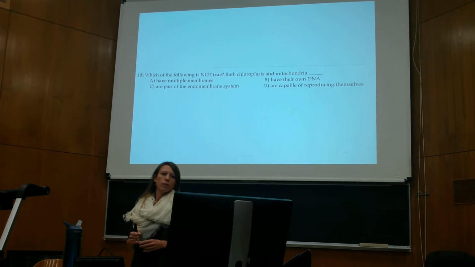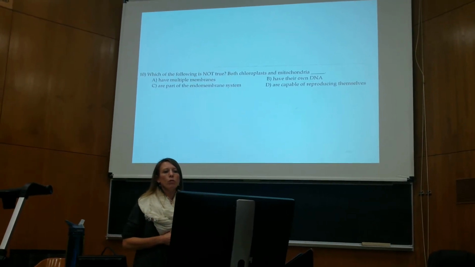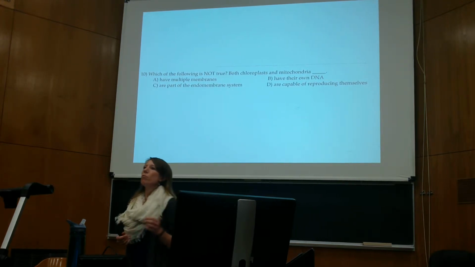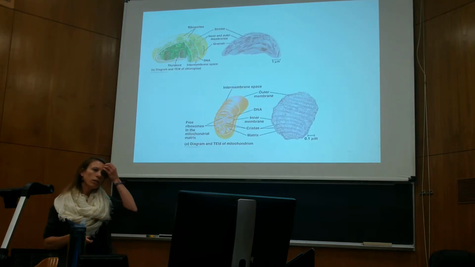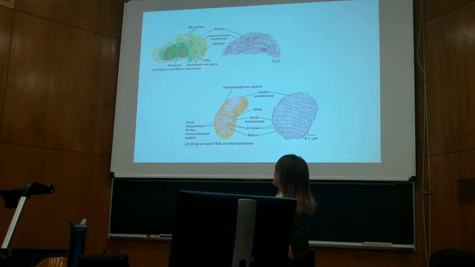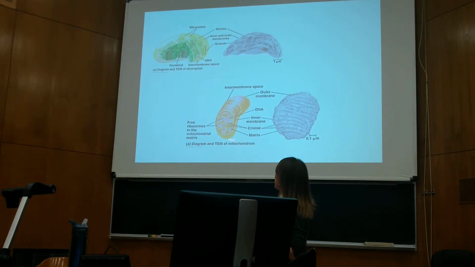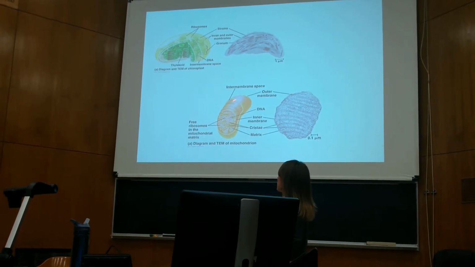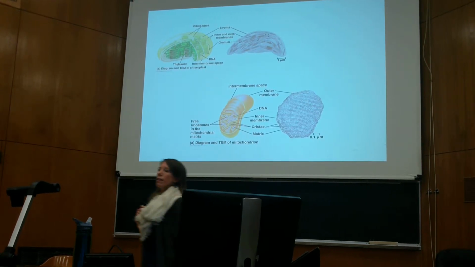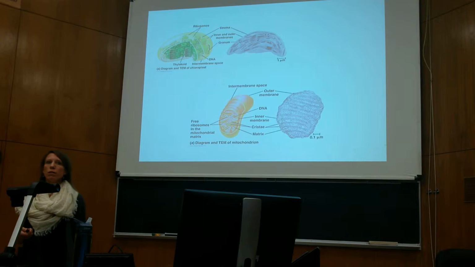Which of the following is not true? Both chloroplasts and mitochondria. Right. They are not part of the endomembrane system. So we look at chloroplasts and mitochondria. They both have the double membranes on the outside, around it, right? So outer and inner membranes. They both have their own DNA. They both have their own ribosomes.